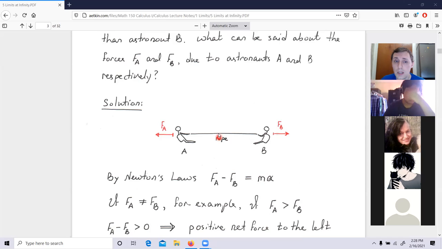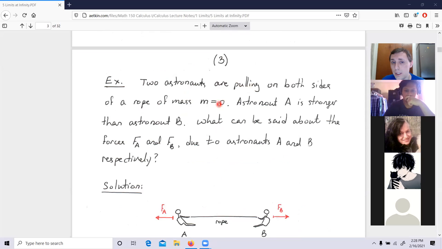So remember that if we have two astronauts in space pulling a rope of mass zero, right? The rope of mass zero, those two astronauts are not able to pull the rope with different forces.